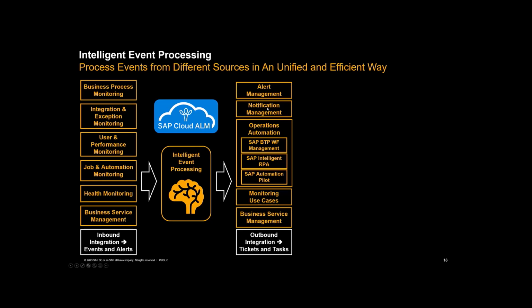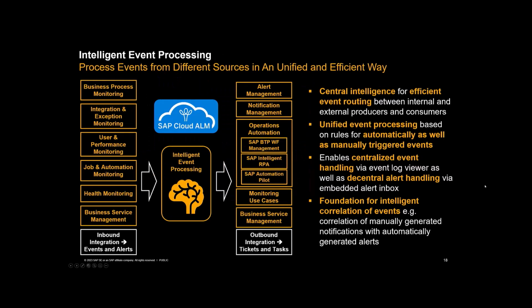Again, we can create alerts, send out notifications, and trigger different operation flows. We can also trigger information at certain monitoring use cases, trigger certain things at the business service management, or use external tools to work together. So this is all possible. Compared to our infrastructure, SAP Solution Manager and SAP Focused Run, we more or less unify the handling of manually generated events and automatically generated events. Both can be processed. This also enables us to do correlation between manual and automatically generated events.